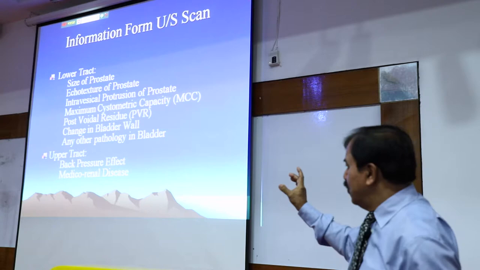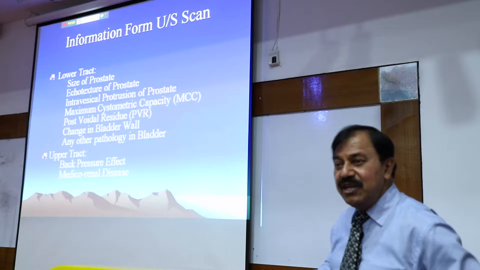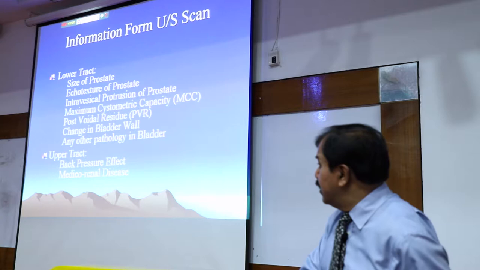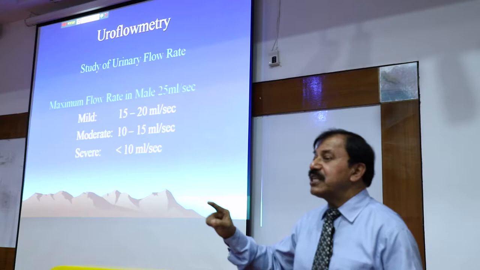And upper tract abnormality, whether there is back pressure effect, whether there is hydronephrosis or hydroureter, these are also findings we can get from ultrasonography. And if you go to uroflowmetry, that is the tracing. That means whether the flow of urine is normal or abnormal. That is also another finding we get from here.